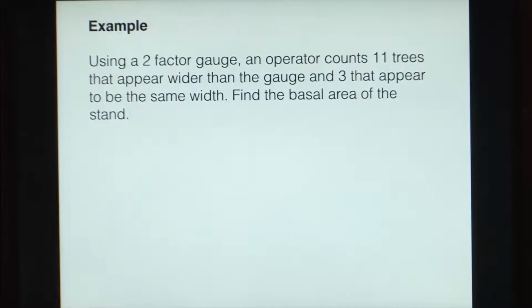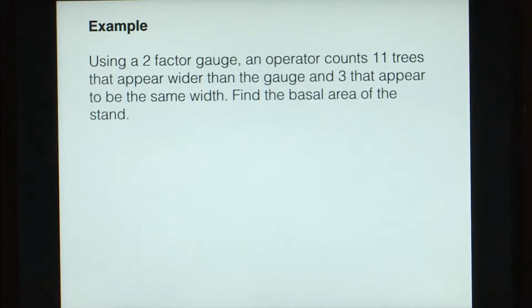On your screens now, it states that using a 2-factor gauge, an operator counts 11 trees that appear wider than the gauge. When we say a 2-factor gauge, it means that the basal area factor, or the BAF, is 2. Now the operator counts 11 trees that appear wider than the gauge, so these are the full tally. So the number of full tally is 11, and 3 appear to be the same width. Trees that are the same width as the gauge are half tallies, and we are required to find the basal area of the stand.